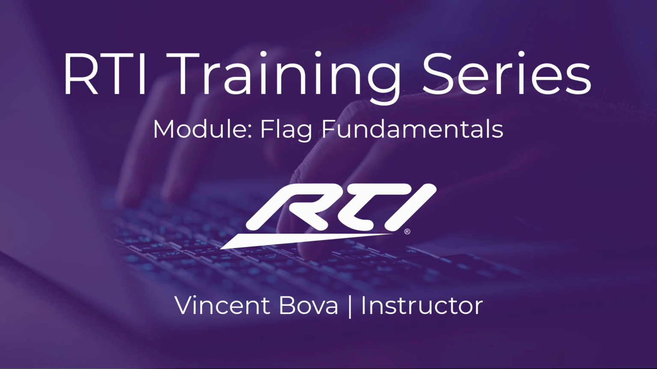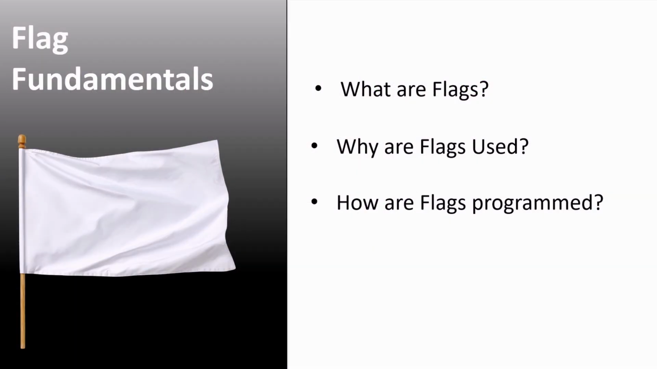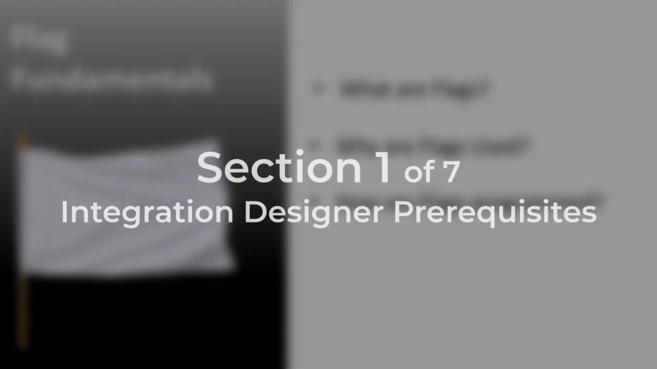They're simply virtual electronic switches that are either cleared, meaning off or false, or they may be set, meaning on or true. The RTI programmer can set up to 256 flags on the processor to perform a variety of tasks. And once you understand that, flags become one of the most powerful tools in Integration Designer. Welcome to Flag Fundamentals. Today we're going to learn what flags are, why they are used, and how we program them in Integration Designer.